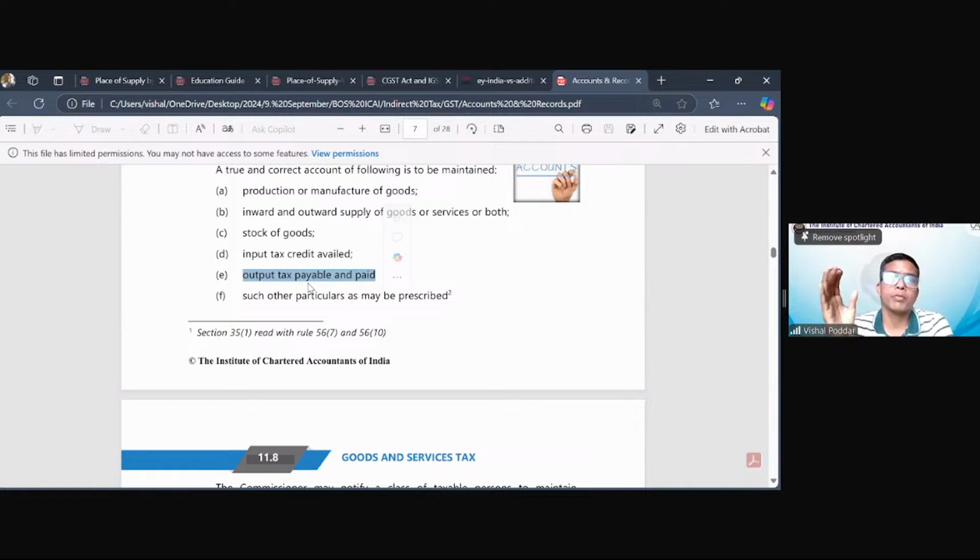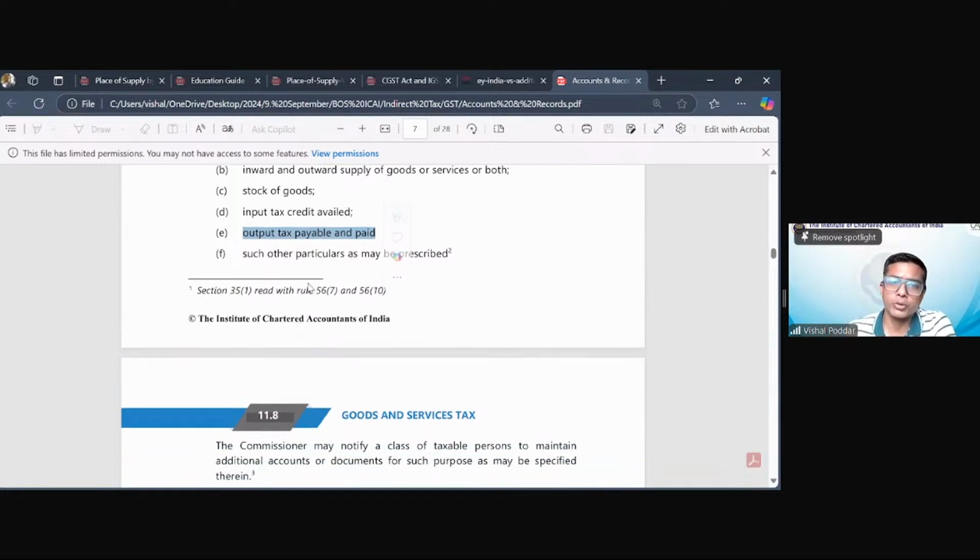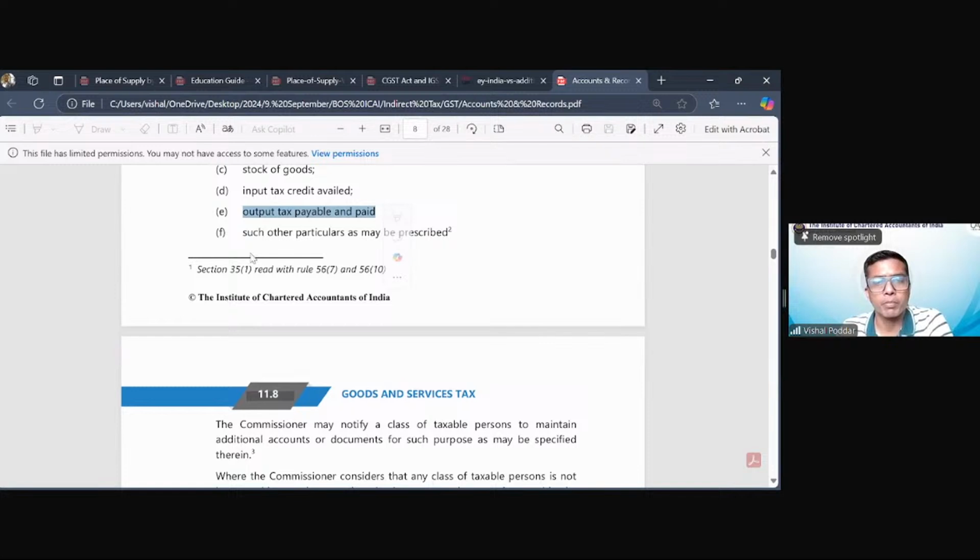So for that, whenever you are reporting IGST, you should also mention the place of supply. And then there are such other particulars as may be prescribed. And we all know whenever the law uses the word prescribed, it means it is by way of rules.